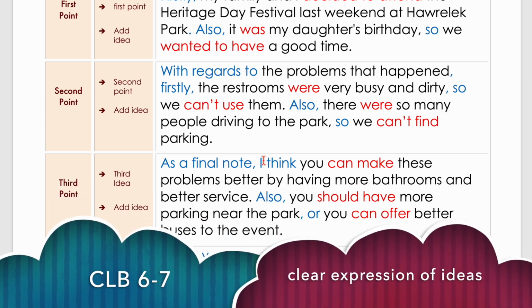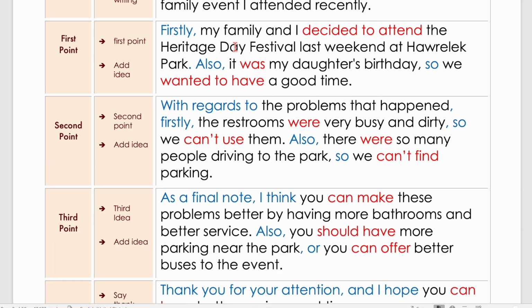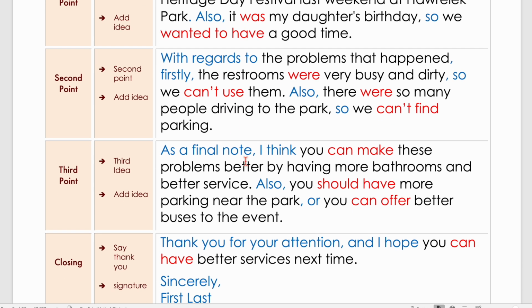And then we gave some really good ideas. Okay, we went to this festival, my daughter's birthday, the problems were the restrooms and people driving, no parking, and you can have better service and more parking or buses. So we answered the questions very clearly. We used some good language. Okay.